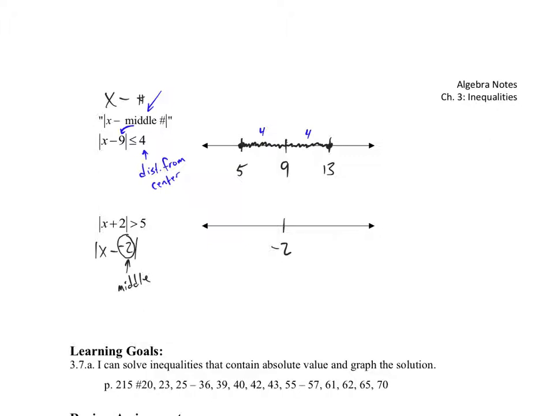Okay, now we're going how many away? 5. So -2 plus 5, -2 minus 5. Plus 5 gives me 3. Minus 5 gives me -7. Open circle, closed circle? Open circle because it's just greater than, not greater than or equal to. And if it's greater than, we shade outwards. Yep, because it's union. So shade to the left, shade to the right.